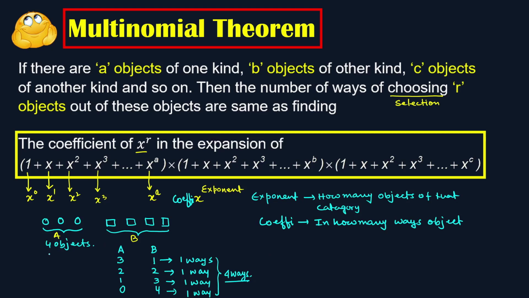So you have to select 4 objects. So what I will do, I will simply find out the coefficient of x to the power 4 in the expansion of, let us consider the first group. We are having 3 objects. So what are the possible ways you can select the objects?